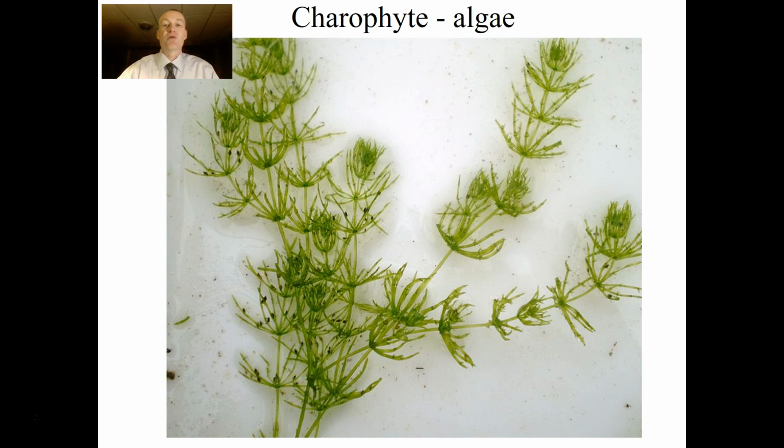This is a representative of maybe what the early plants might have looked like. This is called charophyte algae, and you can see it looks like a plant. It is an algae because it doesn't have all the characteristics of plants, but it has many of the characteristics of plants. And as I showed you in that cladogram just a slide ago, some people do include it as a plant.